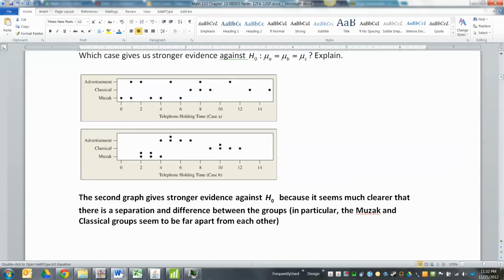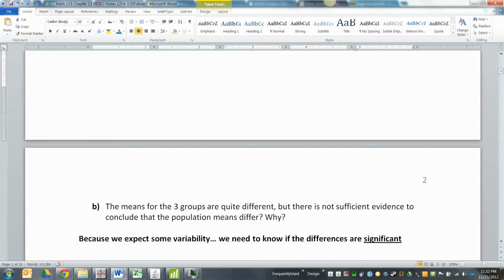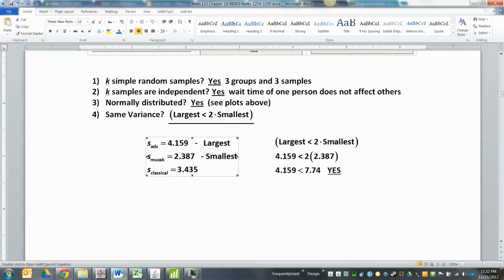So if you look at the data sets, we already found their standard deviations. And again, you could have done it yourself, but right there, it's 4.2 and then 2.4 and 3.4. I kept more decimal places down here. So 4.159 is your largest, 2.387 was your smallest, 2.4, and then classical was 3.4.